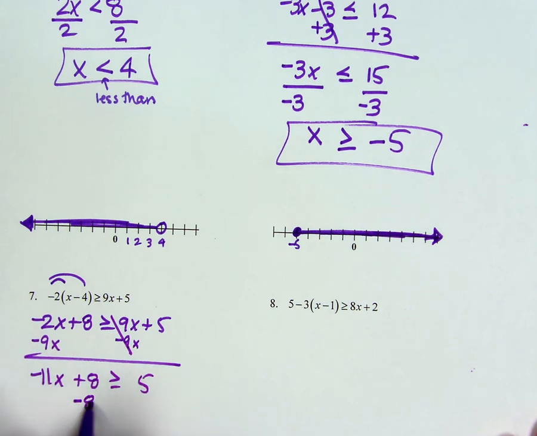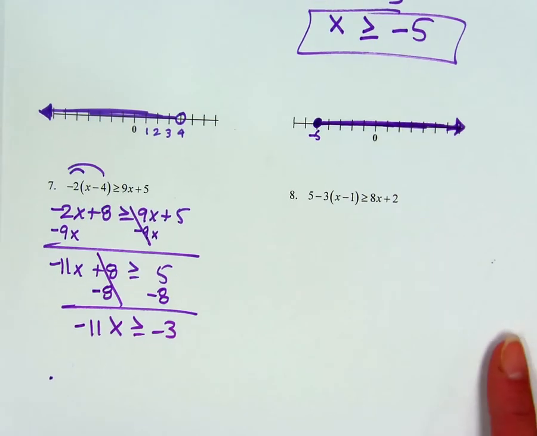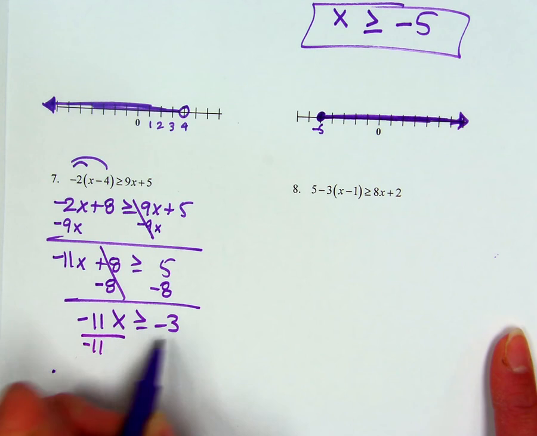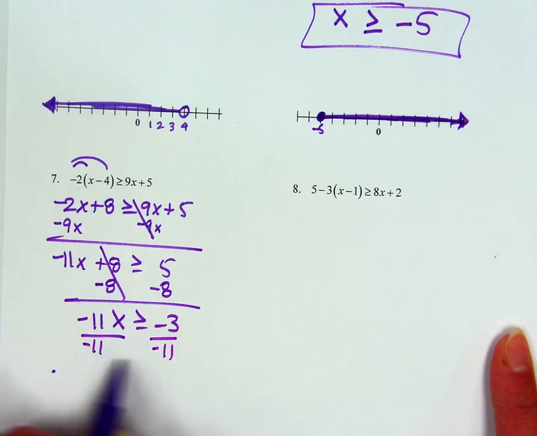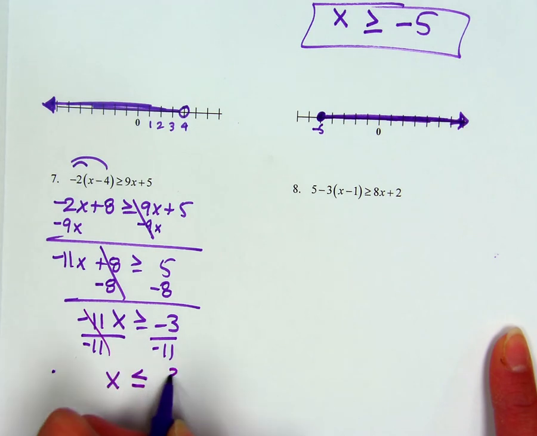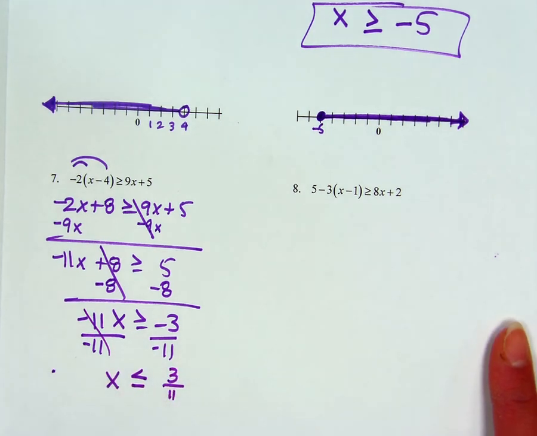I'm going to subtract 8 on both sides. Negative 11x is greater than or equal to negative 3. And then I'm going to divide both sides by negative 11. So again, I divided by a negative. That's the number on the bottom on both sides. So I need to do x is less than or equal to, and then this becomes 3 over 11.